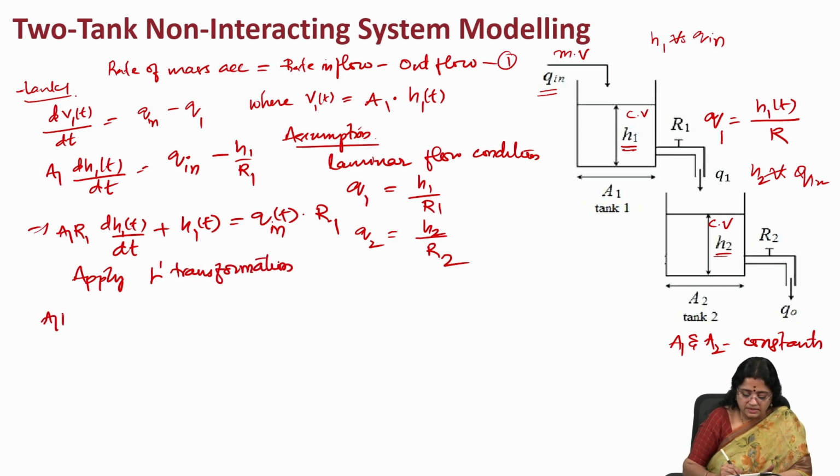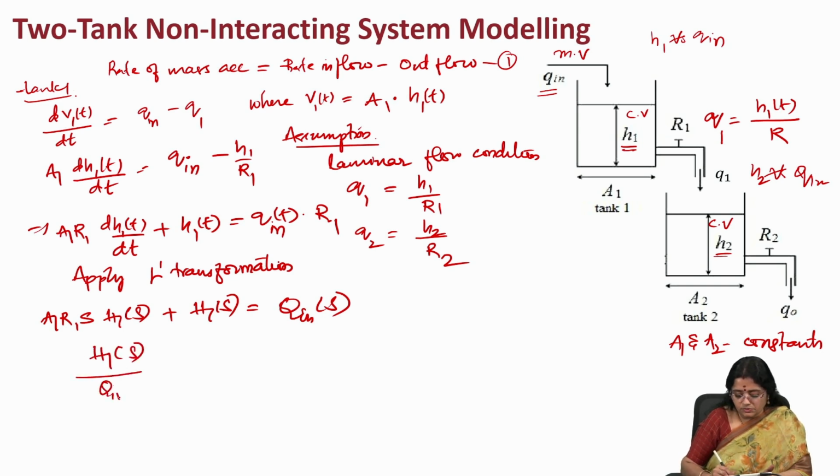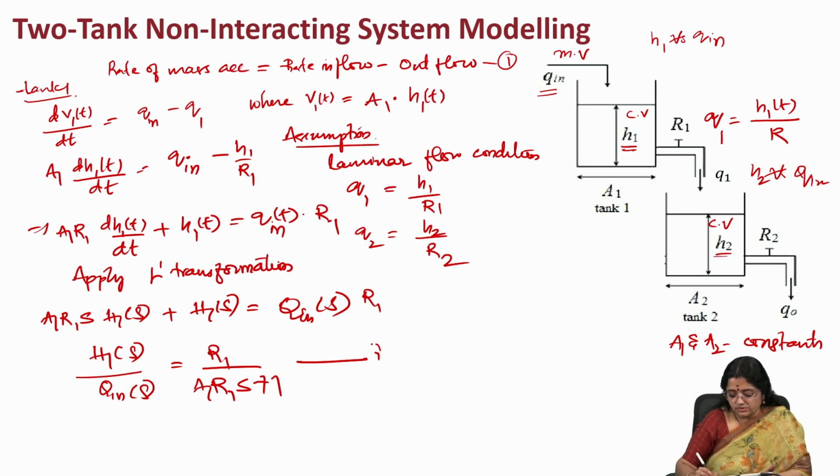This becomes A1 R1 S H1 of S plus H1 of S is equal to, so H1 of S by Q in of S gives us R1 by A1 R1S plus 1. This is the first equation we got for tank 1.